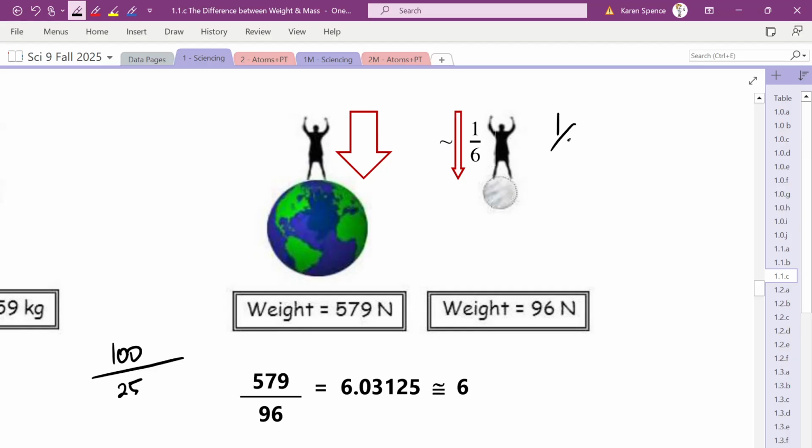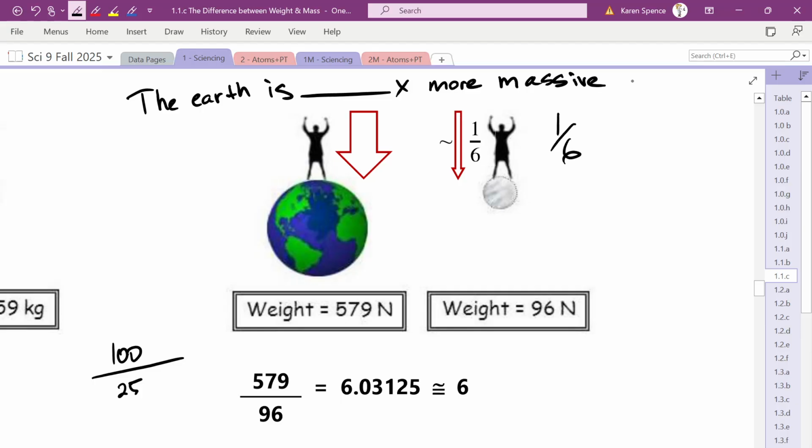This is 1/6. How many times more massive do you think the Earth is than the moon? Is it more or less massive, the Earth? It is more. It's more massive. Yeah, it's bigger than the moon, right? 6 times bigger, right? Yeah.